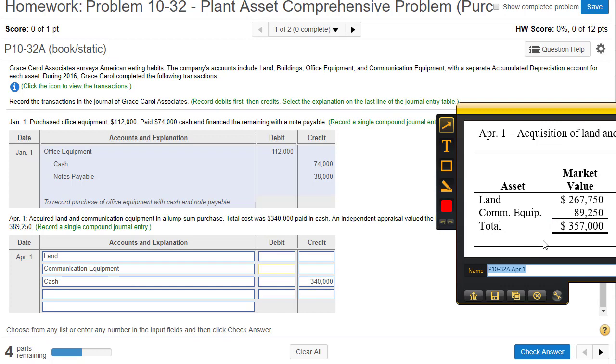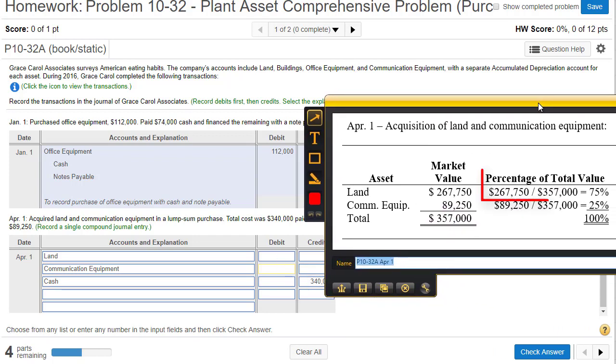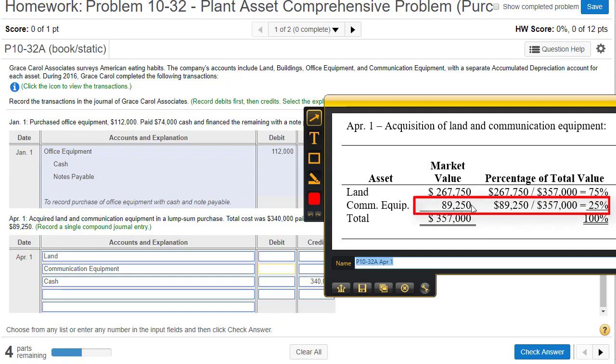So what we have to do is figure out, of this $357,000, what percentage of that is the land? And when we figure out what percentage that is, we will multiply that percentage by the $340,000 and allocate it to the land. So here's how we calculate the percentage value of the land and the communication equipment. We're going to take the appraised value of the land, $267,750, and divide by this $357,000. And that gives us 75%. Then we do the same with the communication equipment. $89,250 divided by $357,000 gives us 25%. So these two percentages, 75% and 25%, must equal 100% exactly.